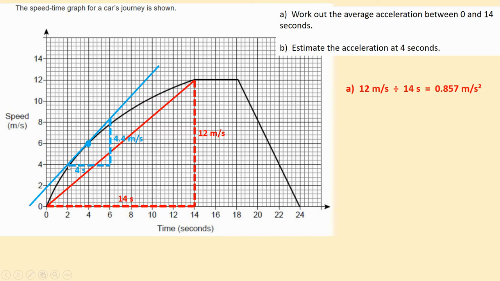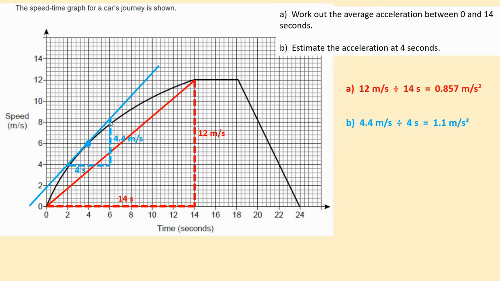So my base goes from 2 seconds to 6 seconds, so I've got 4 seconds there, and it goes from the 4 up to the 8.4 there. So you just need to check your scale so you're reading it off accurately. And then at that point, you calculate your gradient. So it's the 4.4 meters per second divided by the 4 seconds, and that will give you 1.1 meters per second squared.